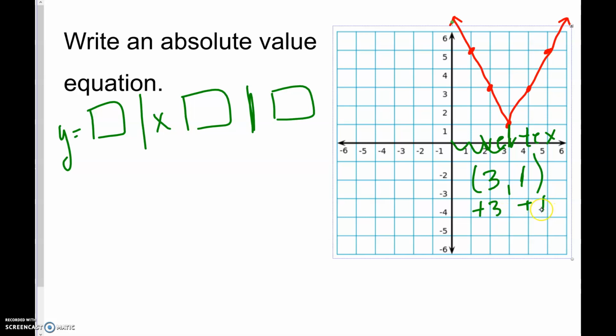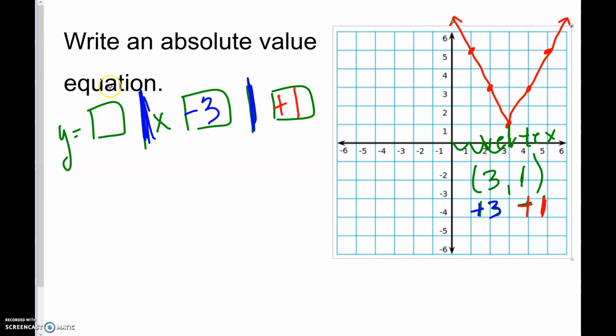Okay, the one on the end is the one that goes in the last box. So this plus 1 goes right here as a plus 1. Now remember, when we're going to put something inside these absolute values, if this is saying a plus 3, we have to do the opposite because something funky happens inside those. So I'm going to put a negative 3 inside that box.